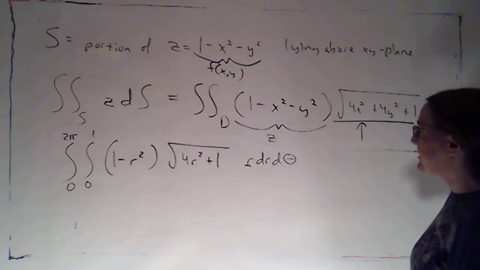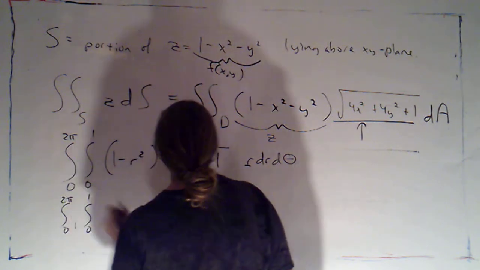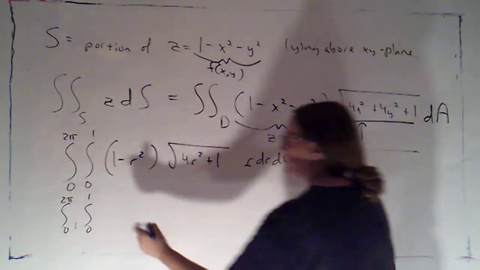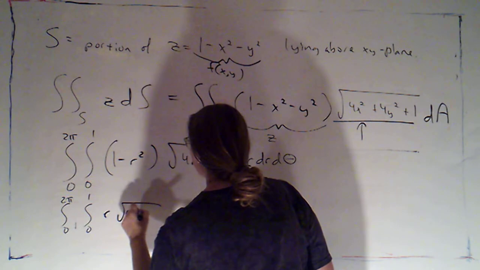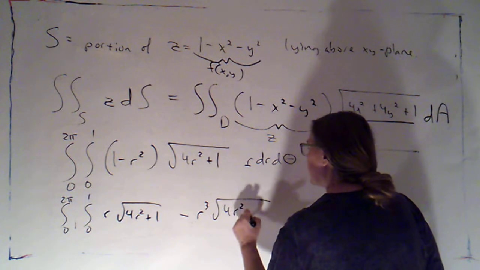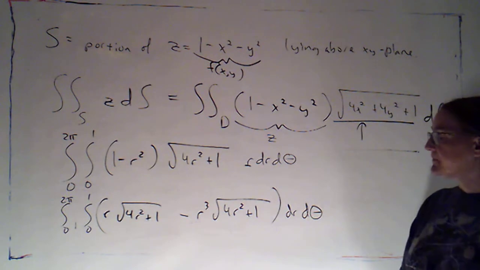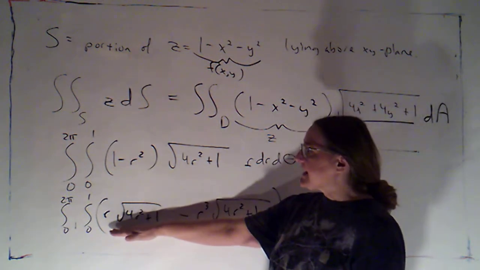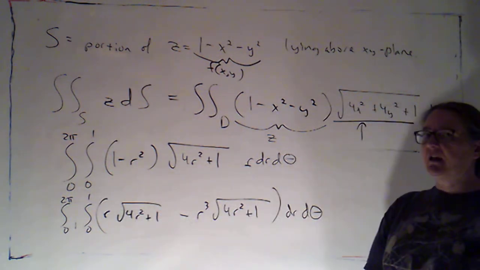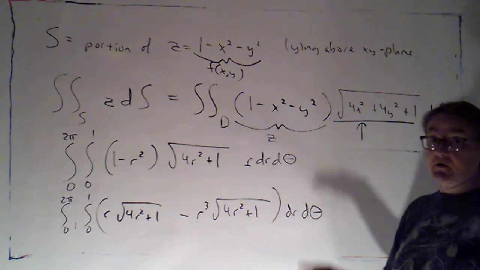Okay, let's see what this gives us. I've got the integral from 0 to 2 pi, the integral from 0 to 1. I'm going to distribute this r, and actually I'm going to distribute everything. So I'm going to get r root 4r squared plus 1 minus r cubed root 4r squared plus 1 dr d theta. Now, this looks like it's nicely set up for a u sub. This, at first glance, doesn't look like it is quite so much, so you might be tempted to do a trig sub. You could. There's nothing wrong with that.